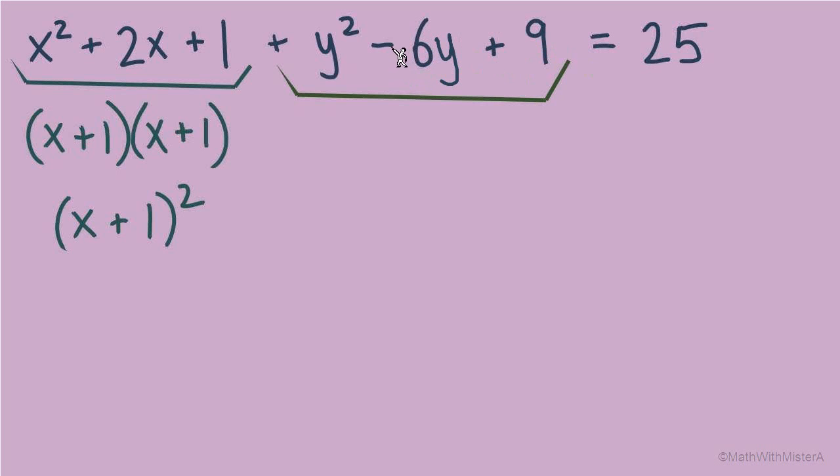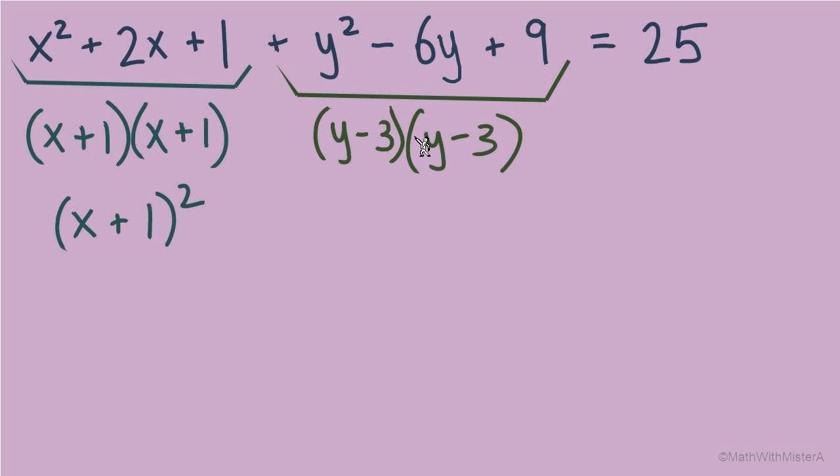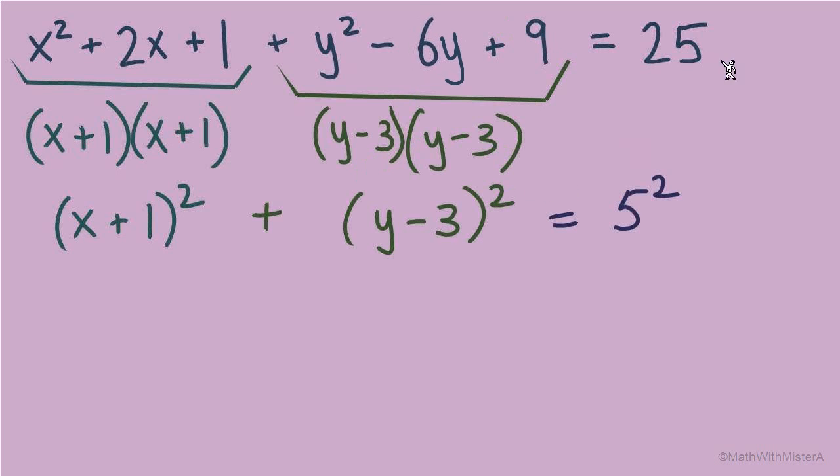But if we took this middle coefficient, cut it in half, that would give us negative 3, and then square it to give us positive 9. Those are the clues that we have a perfect square trinomial. So this is factored as y minus 3 times y minus 3, or y minus 3 squared. Let's bring down the equals 25, and we can even write it as 5 squared.